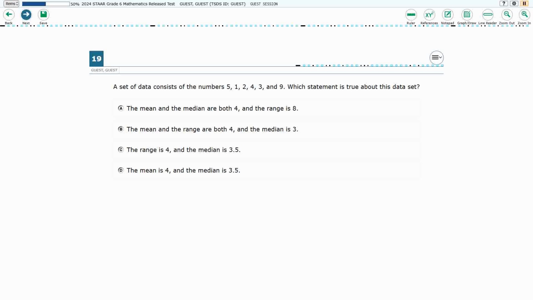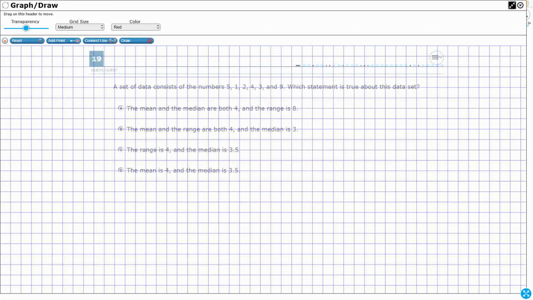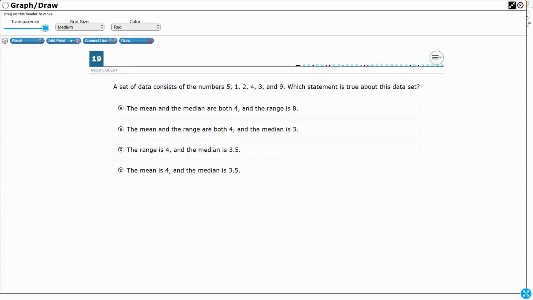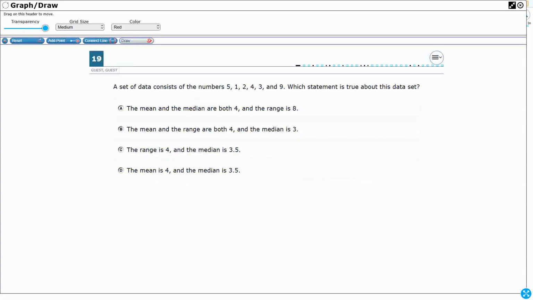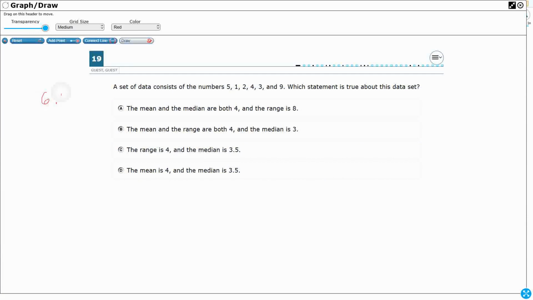So for number 19, we are summarizing numeric data. This is 6.12c. And it doesn't look like a data problem because I don't see any graphs, but if you read the problem, you'll see that we have a data set, and they're just going to give us the numbers here. All right, 5, 1, 2, 3, 9. So you can give us a data set without even giving us a pictograph or a bar graph or a dot plot or anything like that, or a stem and leaf plot. So 5, 1, 2, 3, 5, 1, 2, 4, 3, 9.